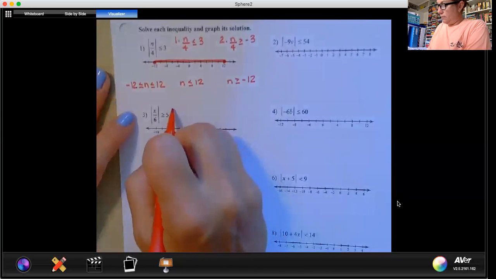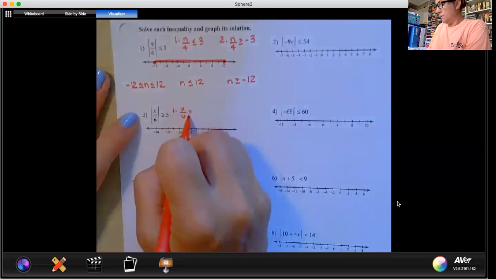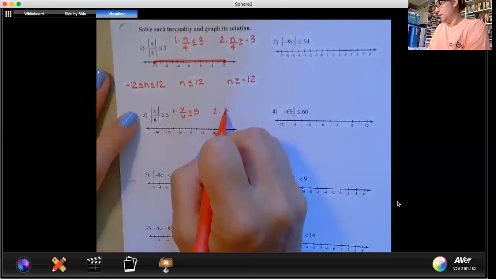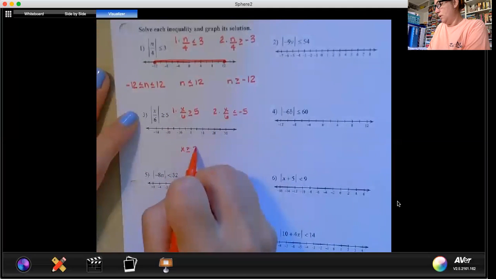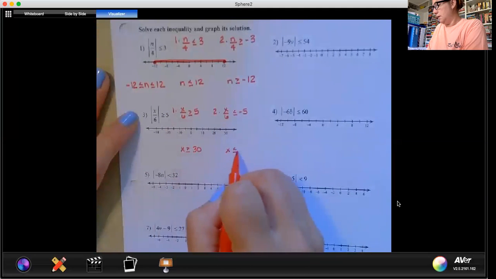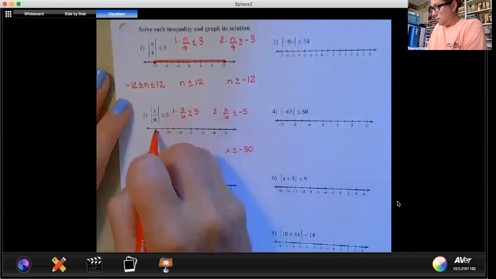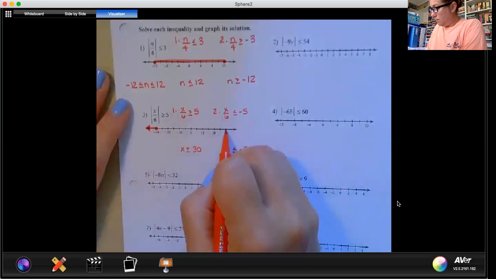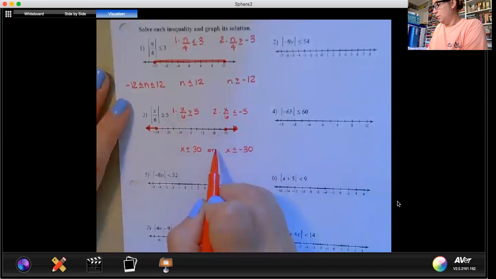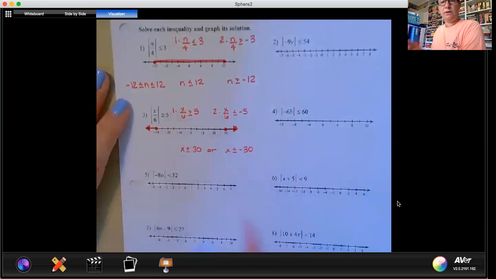And for number 3, x over 6 greater than or equal to 5, x over 6 less than or equal to -5, x is greater than or equal to 30, x is less than or equal to -30. So less than or equal to -30, don't forget the arrow, greater than or equal to 30, and don't forget the arrow. And then you can just put an or there, and that would be your answer.